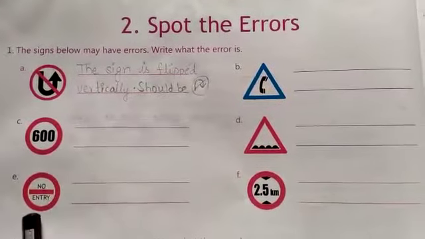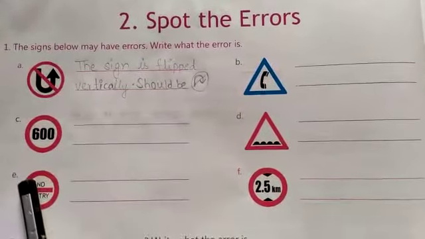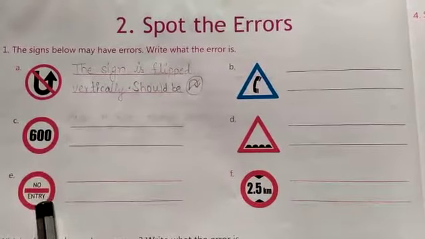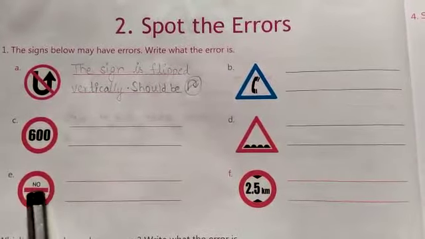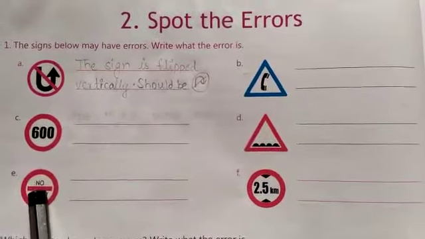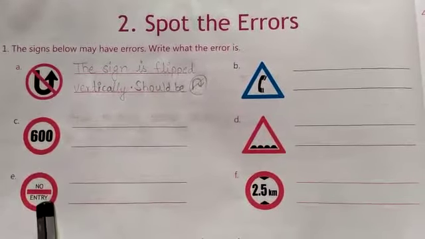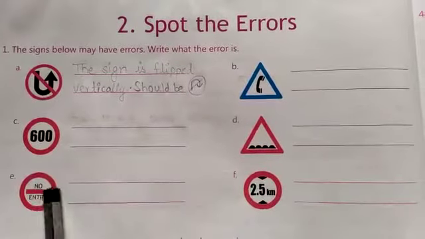Moving on to the E part. Here you can see red circle with no entry written over here. The correct no entry sign is a red circle with a white bar. Here it should not be red bar. It should be white bar, and in fact this word is also not written over here. It is simple circle with white bar.